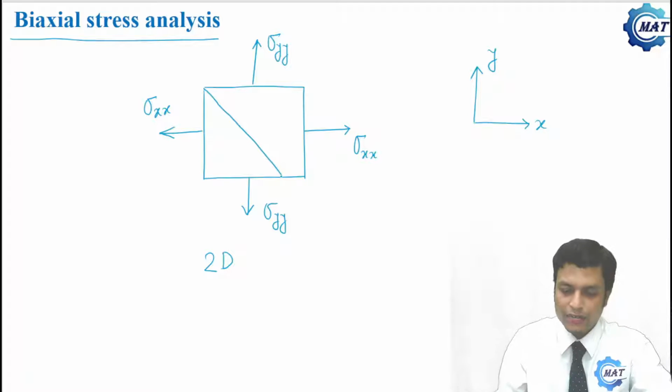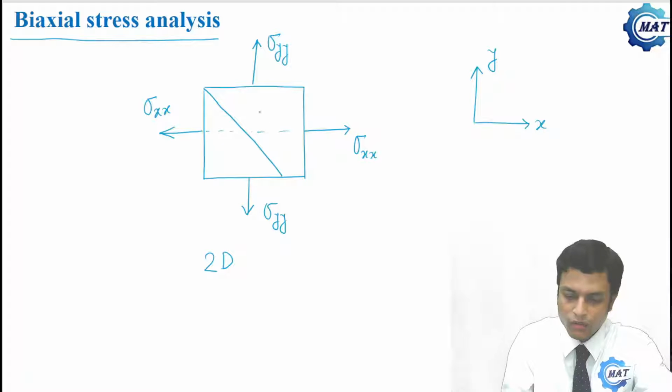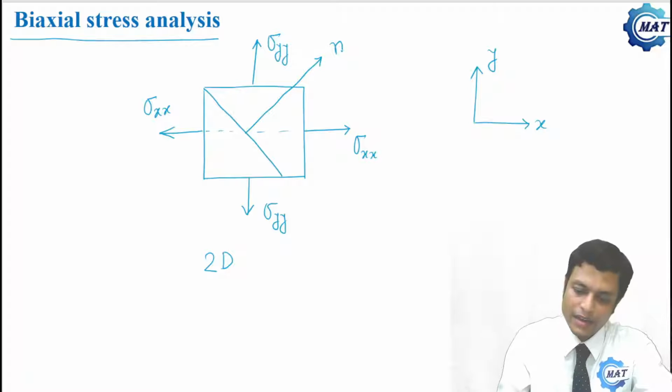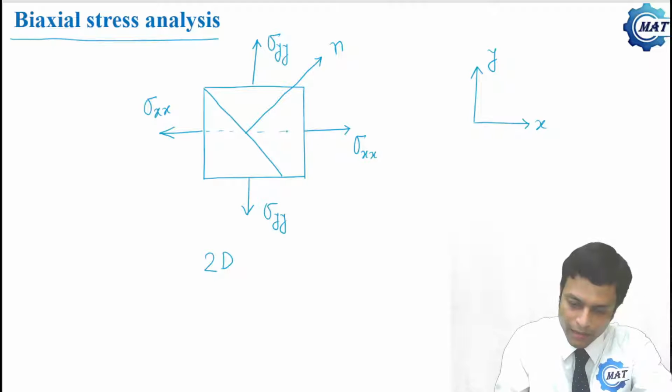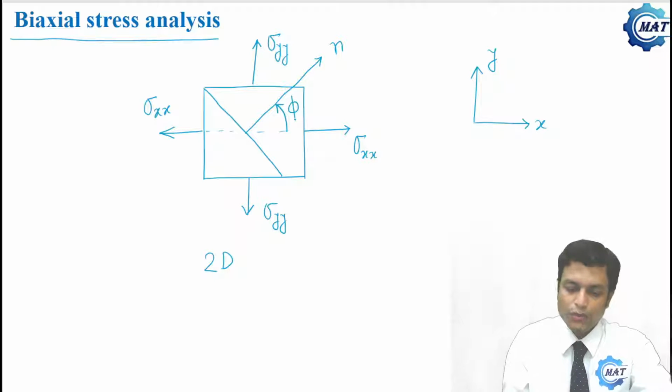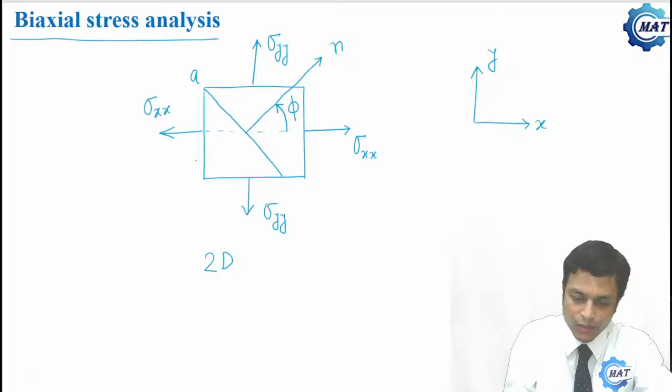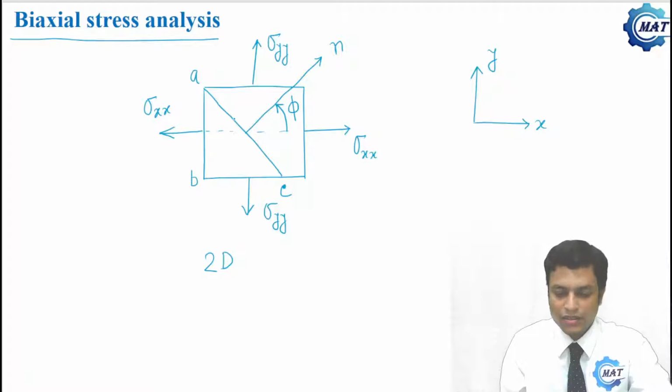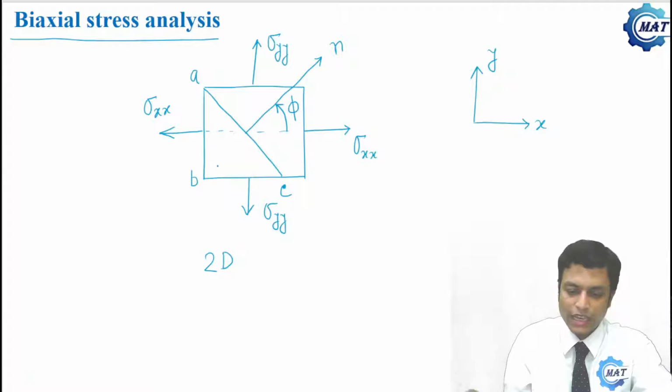Say this is one arbitrary plane whose normal, say n is the normal to the arbitrary plane, makes an angle phi with x axis. So we have to calculate stress on that arbitrary plane. Let me give a name, say this point is A, this is B, this is C. To calculate that, let us draw the free body diagram first. That is the free body diagram of that portion ABC.